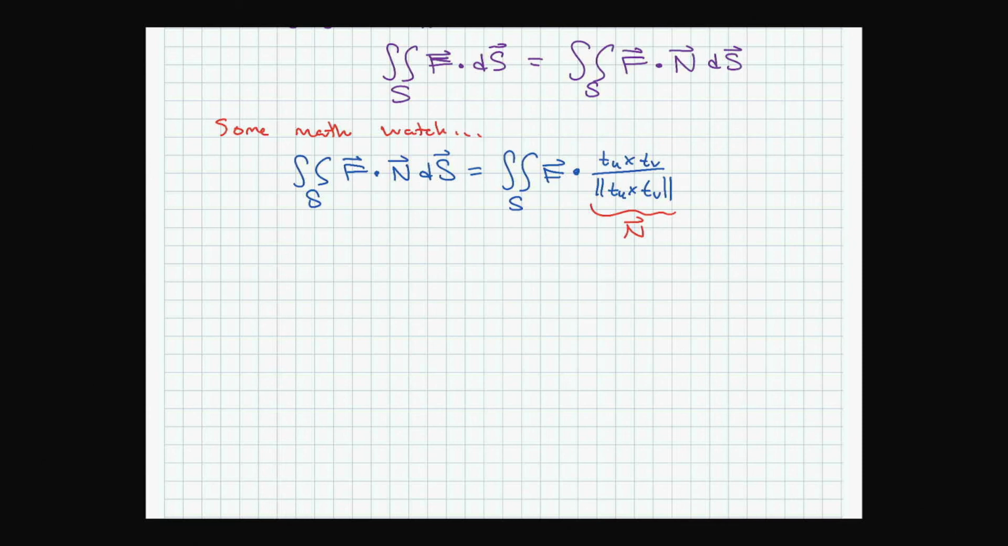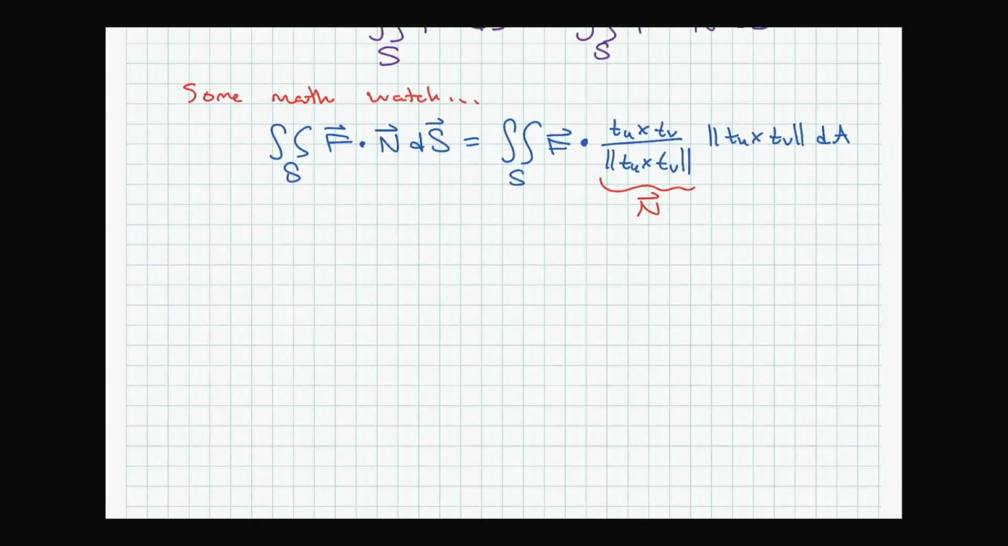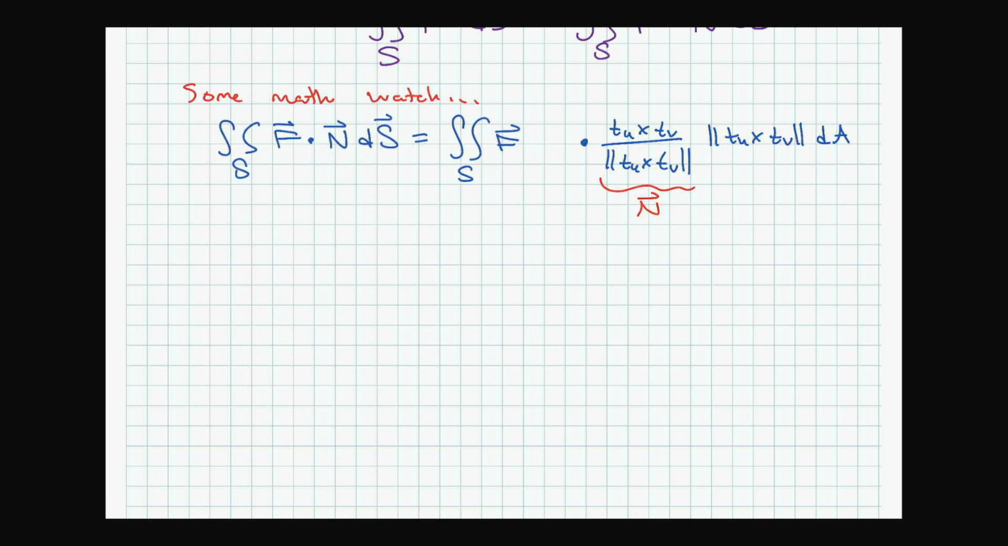But then you've got your dS, which should have been that. Your dS is the magnitude of Tu cross Tv dA, right? Also, I'm going to drag this over a little bit to give myself some room. And we know you have to plug in your parameterization there, right?